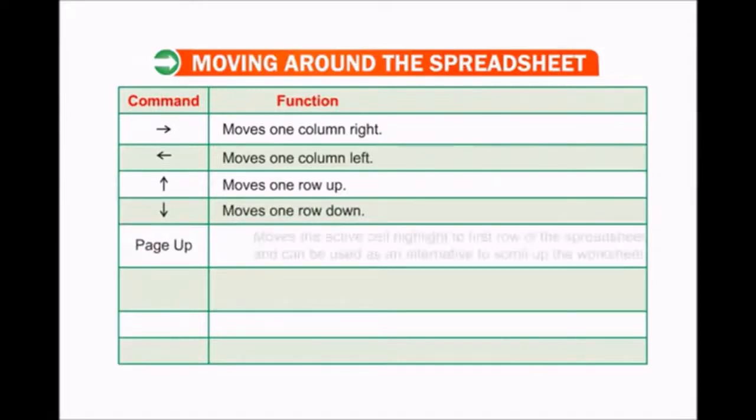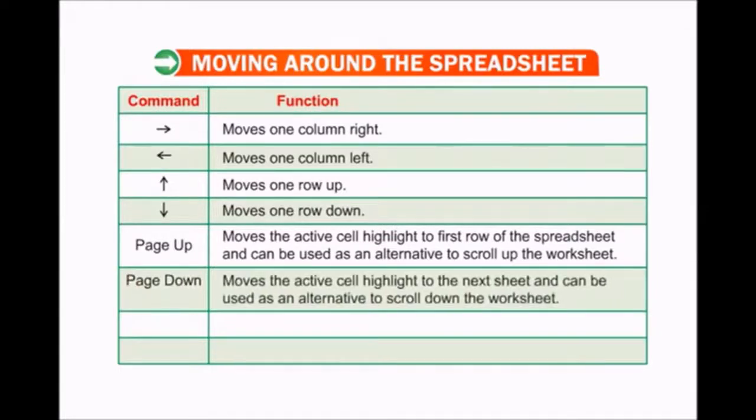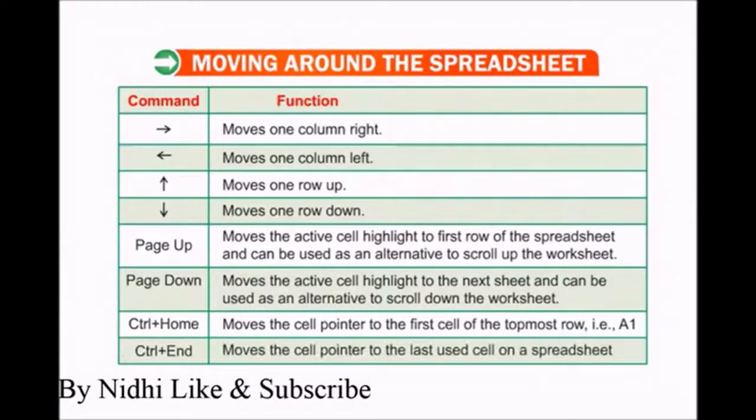Page Up moves the active cell highlight to the first row of the spreadsheet and can be used as an alternative to scroll up the worksheet. Page Down moves the active cell highlight to the next sheet and can be used as an alternative to scroll down the worksheet. Control plus Home moves the cell pointer to the first cell of the topmost row, that is A1. Control plus End moves the cell pointer to the last used cell on a spreadsheet.